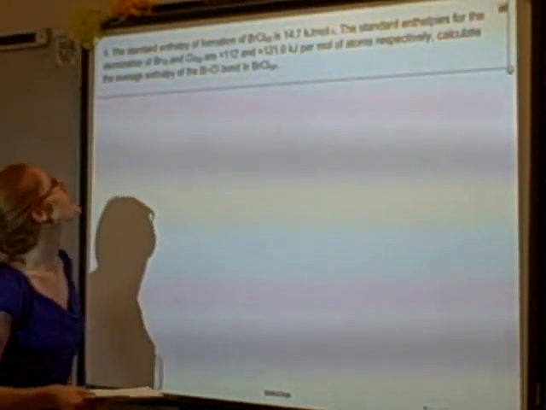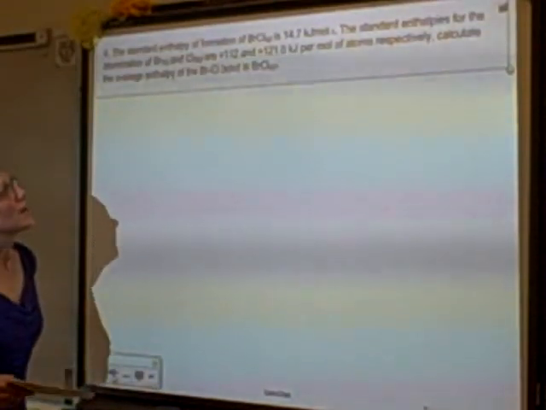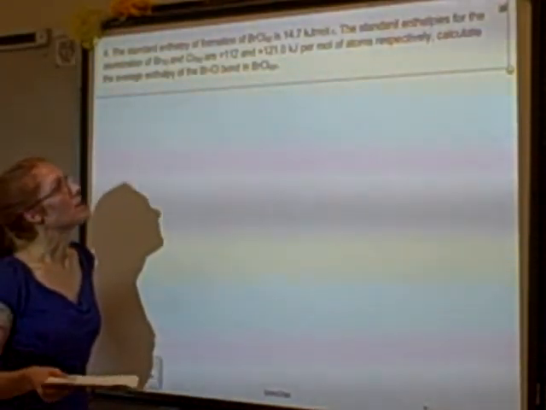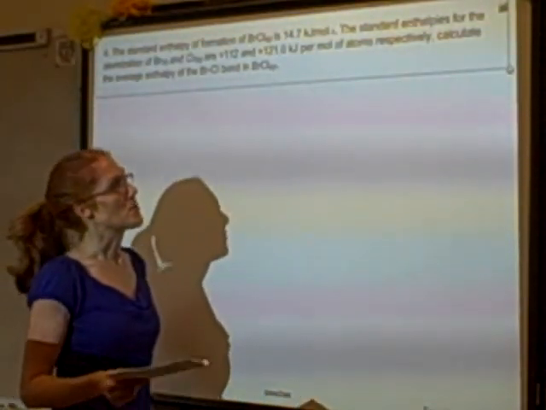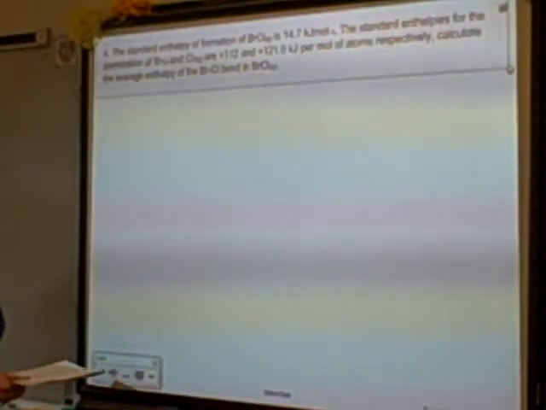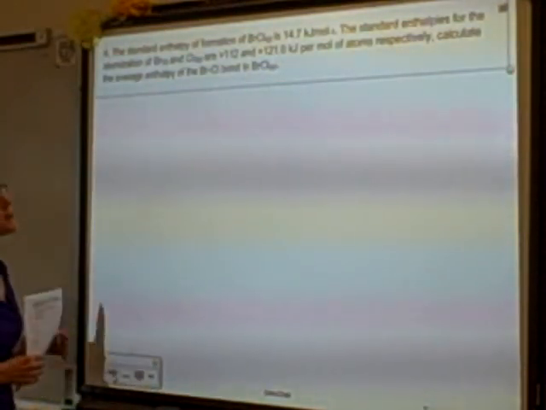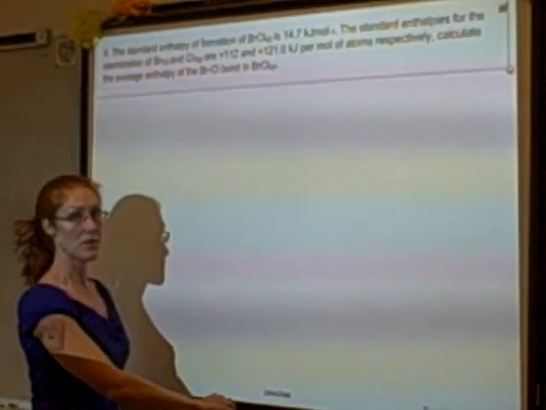The standard enthalpies for the atomization of bromine liquid and chlorine gas are 112 and 121 kilojoules per mole of atoms respectively. Per mole of atoms, okay. Calculate the average enthalpy of the BrCl bond in BrCl gas. So we know our goal.